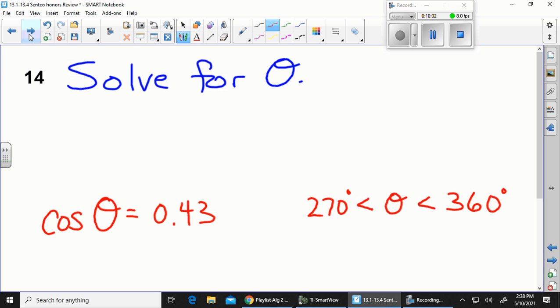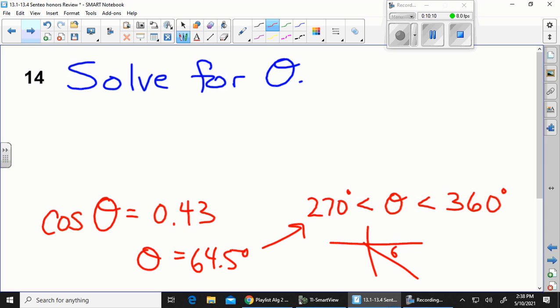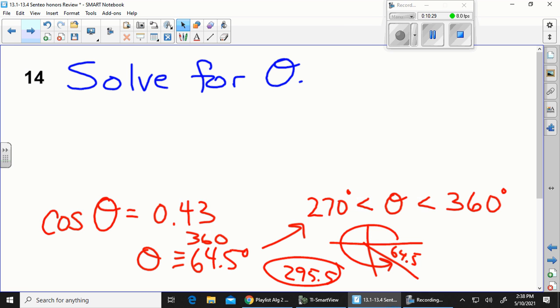I get 64.5, not in that range. So I put it as a reference angle, 64.5. What's that angle going to be? 360 minus 64.5, which is 295.5. So there's our angles. Hopefully that helps. We'll see you Wednesday.